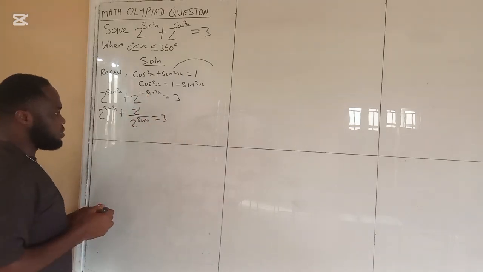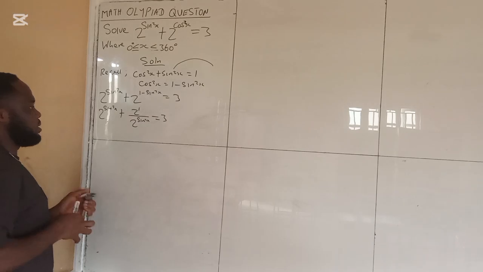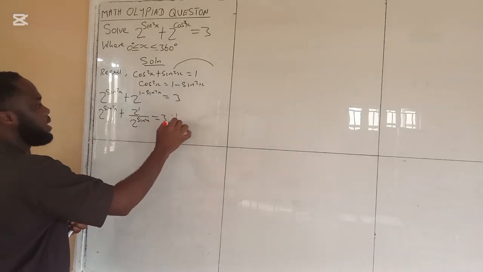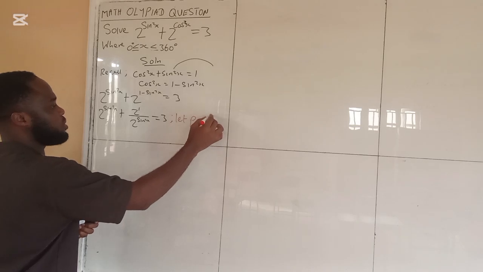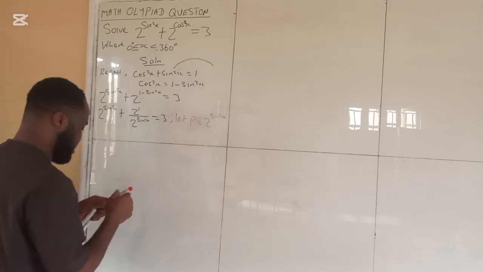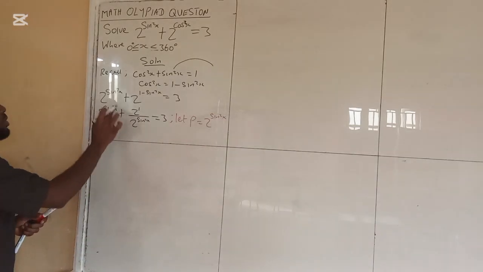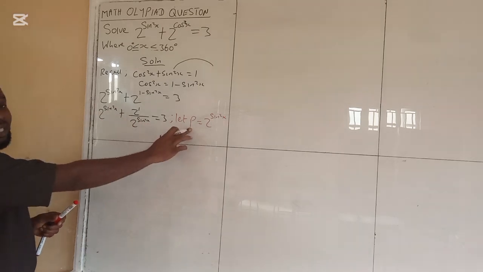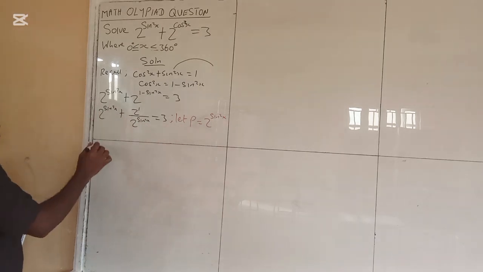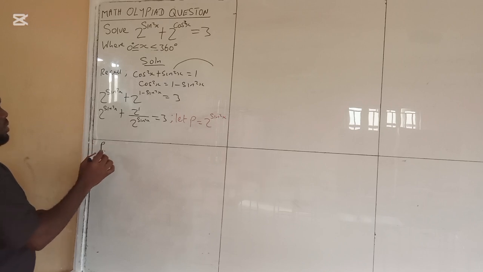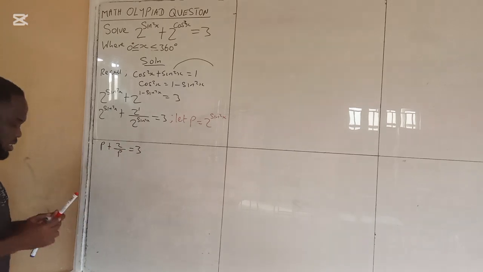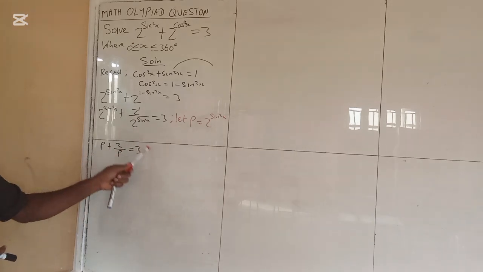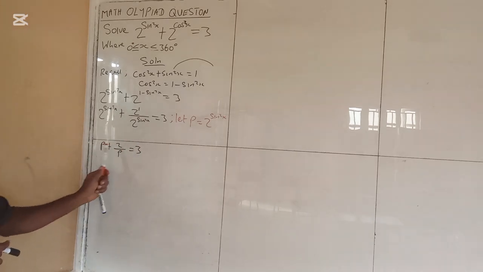And this is equal to 3. Now from here, let us represent P as 2 raised to the power of sine square x, so that anywhere we see 2 raised to the power of sine square x, we're going to let it be P. So from here now, we're going to have P plus 2 over P is equal to 3.